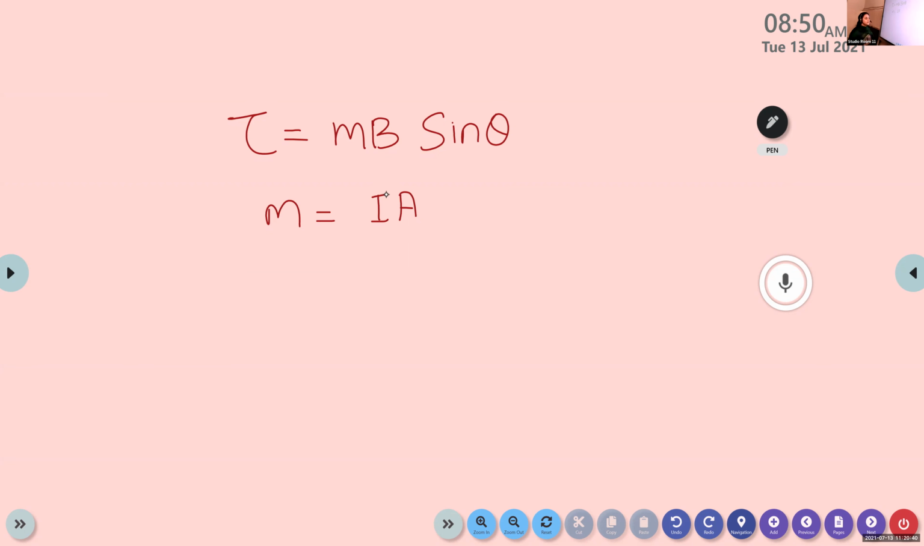So here we know that M represents the magnetic dipole moment. It is the product of current and area. That is M is equal to IA. Therefore, the equation for torque becomes, instead of M, we can substitute this value IA. Tau is equal to IAB sin theta.